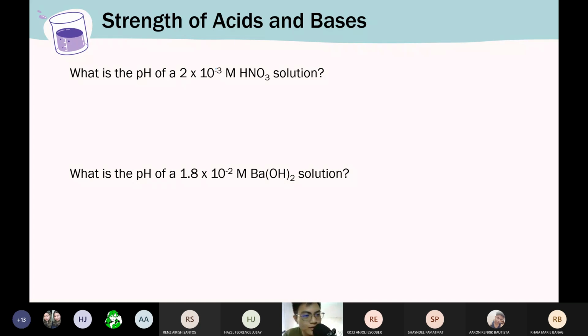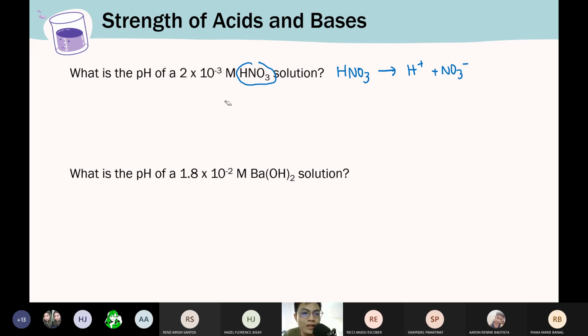Okay? So let's say, ito yung problem natin. What is the pH of a 2 times 10 raised to negative 3 molar nitric acid? So all you have to do first is to show the dissociation of nitric acid. And nitric acid is a strong acid, na. So you show the dissociation first. So HNO3 will dissociate into H plus and the nitrate anion.